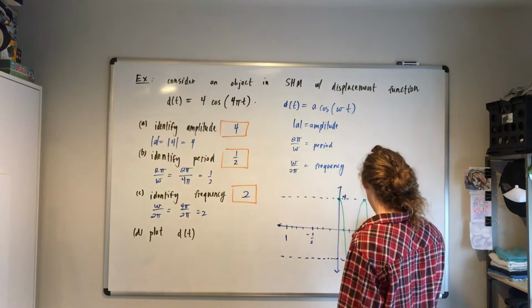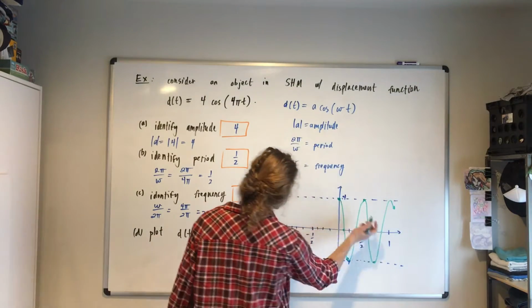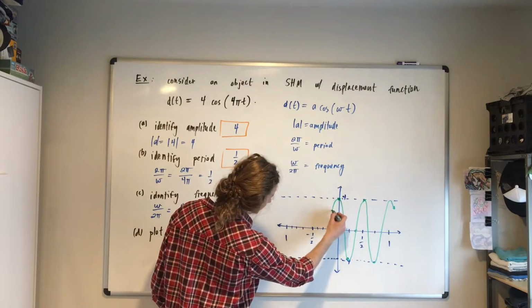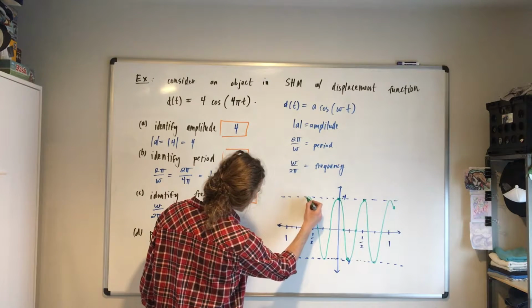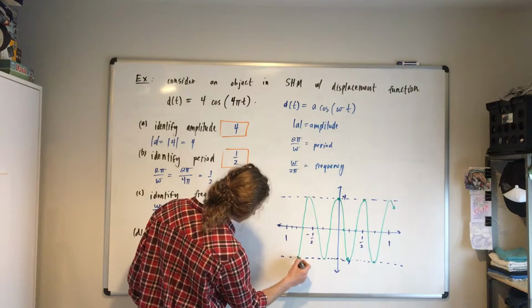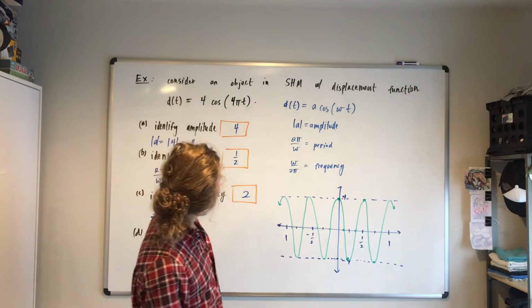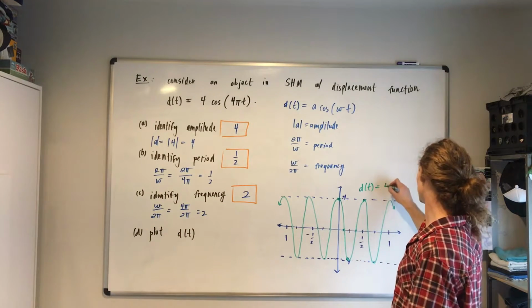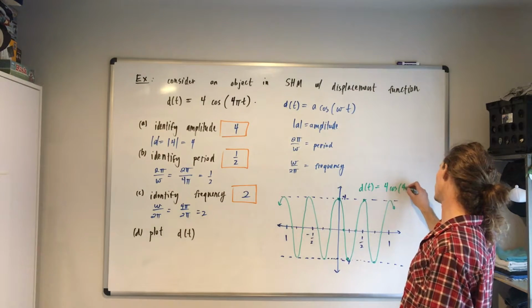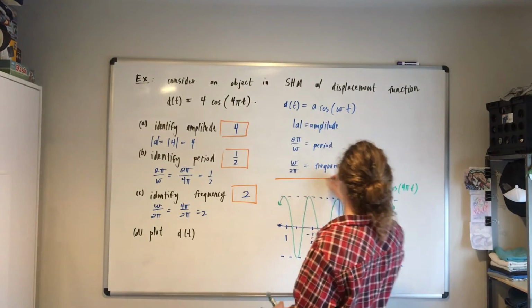By the periodicity of cosine, we should be able to construct the rest of this graph, or by the evenness of this function, we'll have symmetry over the y-axis. And so we get the graph of our d of t equals 4 cosine of 4 pi t. That would be the last part of our problem here.